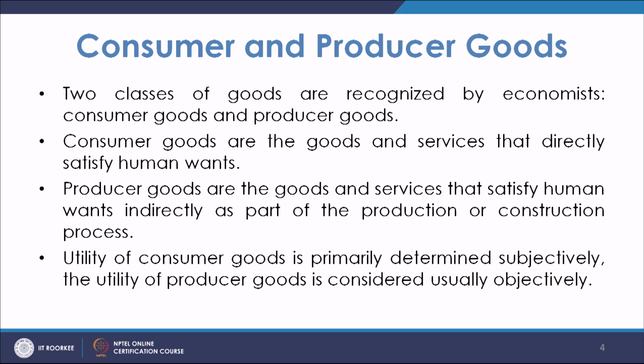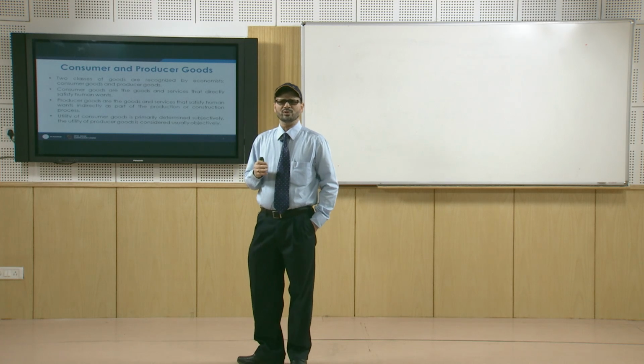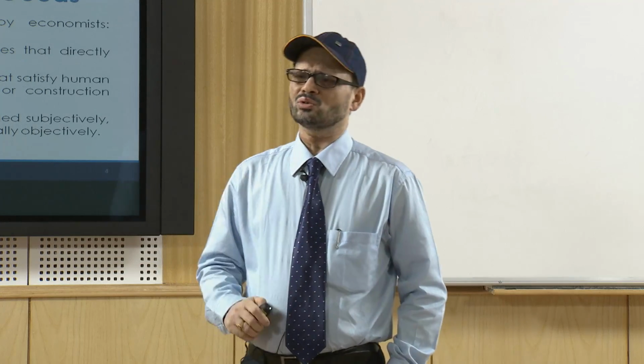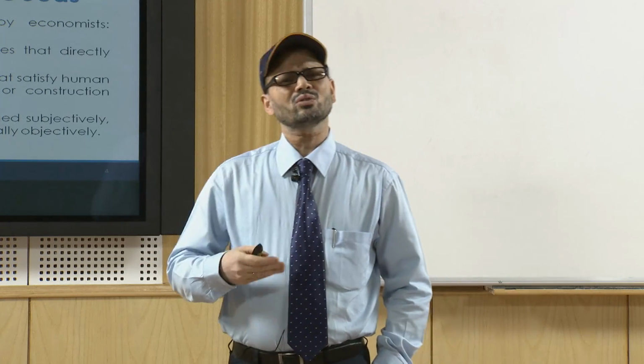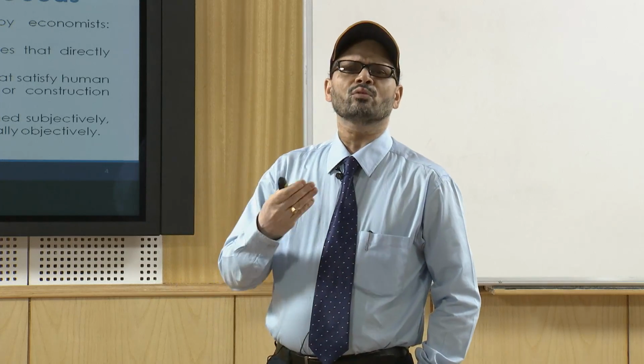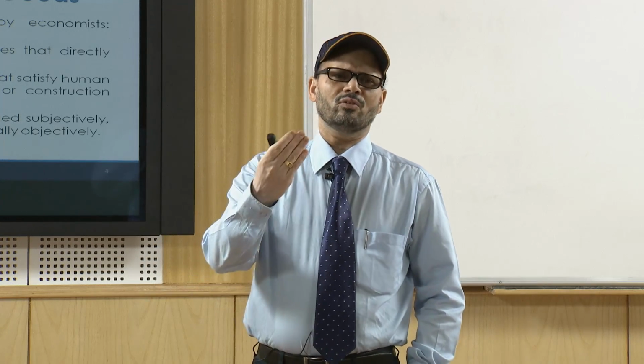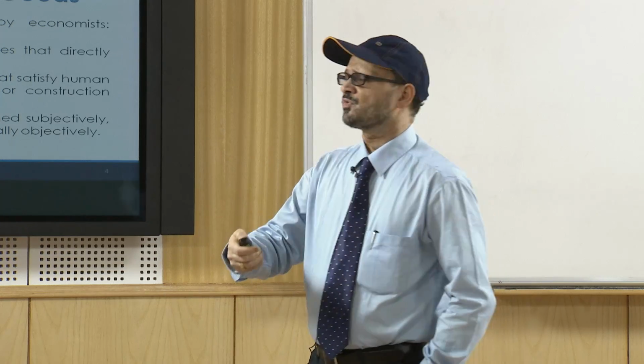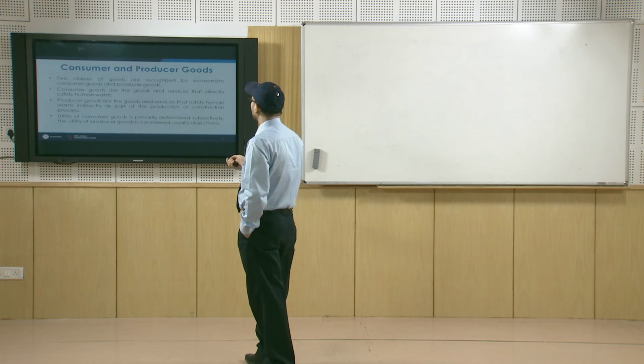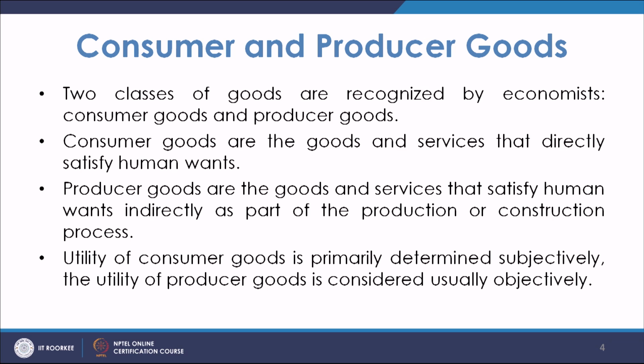Now, we will discuss two types of goods which are used in economic analysis. Basically, we encounter two types of goods, consumer goods and producer goods. Consumer goods are the ones which directly satisfy your wants. You are the direct part of this product; you are directly involved. So, two classes of goods are recognized, consumer and producer goods. Consumer goods are the goods and services that satisfy you directly, whereas producer goods are the goods and services that satisfy human wants indirectly as part of the production or construction process.